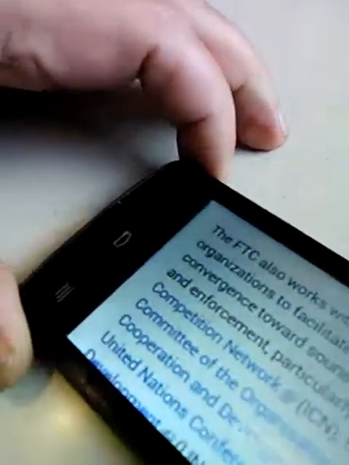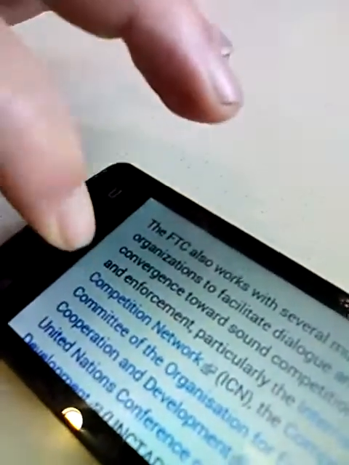with the International Competition Network. Get me all the members of that. The Competition Committee of the Organization for Economic Cooperation and Development. Get me all the members of that. United Nations Conference of Trade and Development. Get me all the members of that. And the regional organizations such as the Asia Pacific Economic Cooperation, because I'm going to want it.